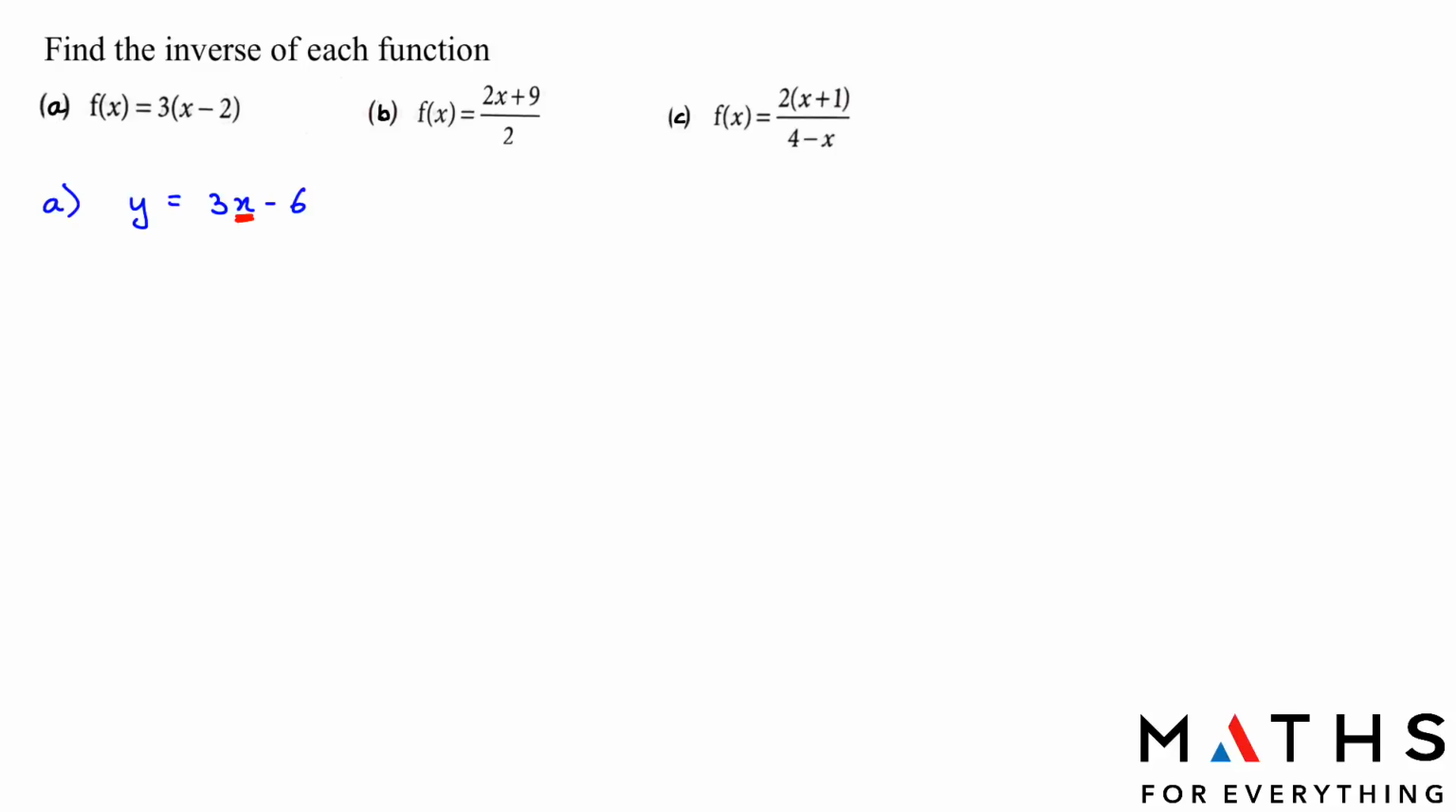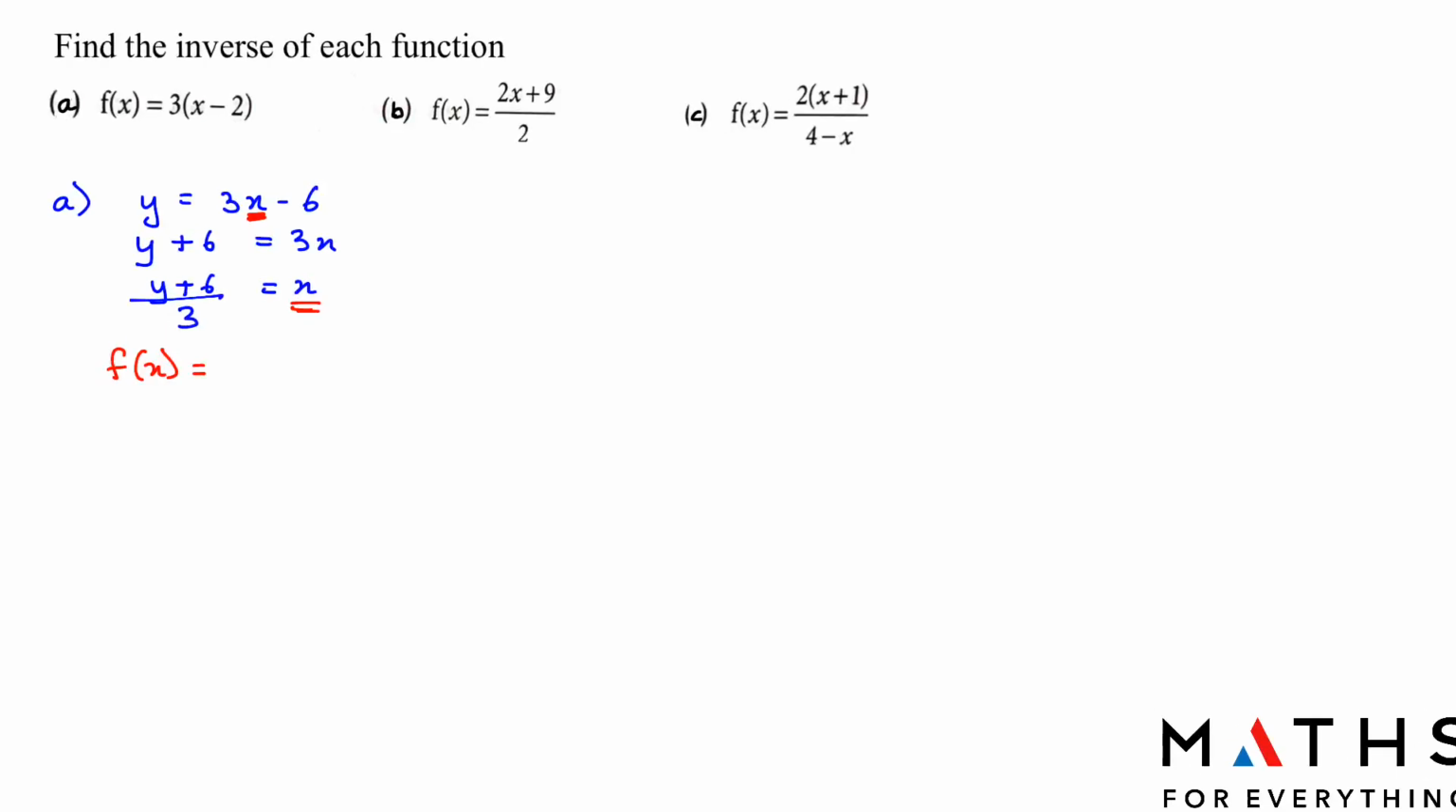We first shift the plus or the minus. So y plus 6 is equal to 3x. This is a multiply, 3 multiplied by x. When you shift the 3 to the denominator, you will write it as y plus 6 over 3. Now that your x is alone, in place of x, we write f inverse, f negative 1 of x. This is called the inverse. Then, in place of this y, write x. So it will be x plus 6 over 3.